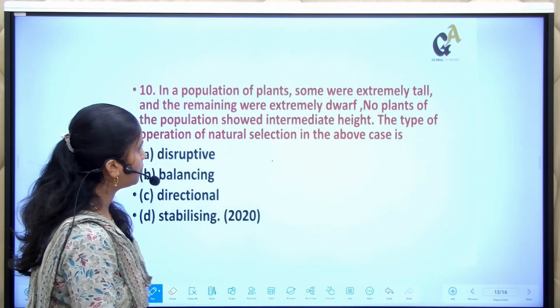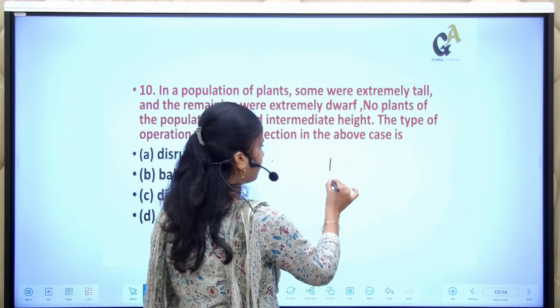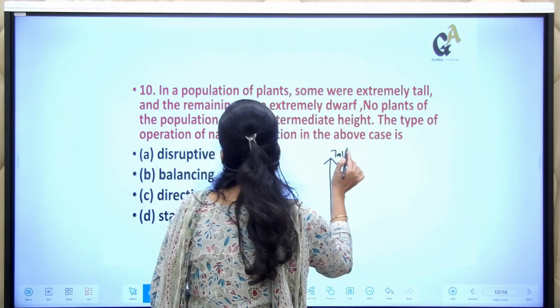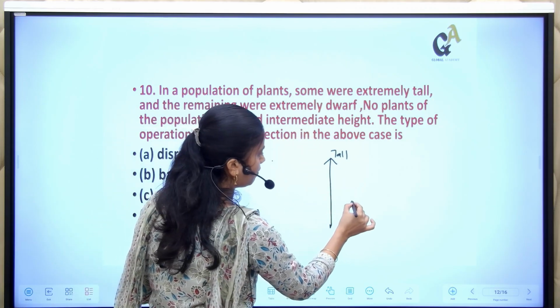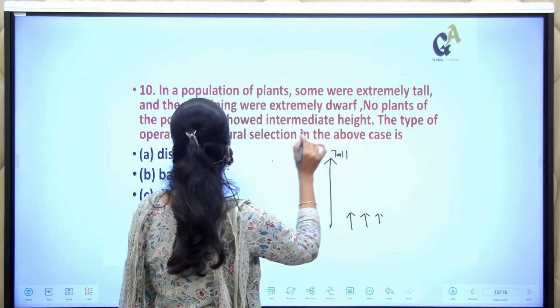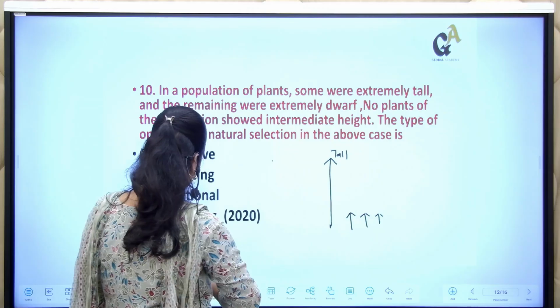Next, in a population of plants, some were extremely tall. These are the tall plants, and the remaining were extremely dwarf. These are the extremely dwarf plants. No plants of the population showed intermediate height. Means which population?